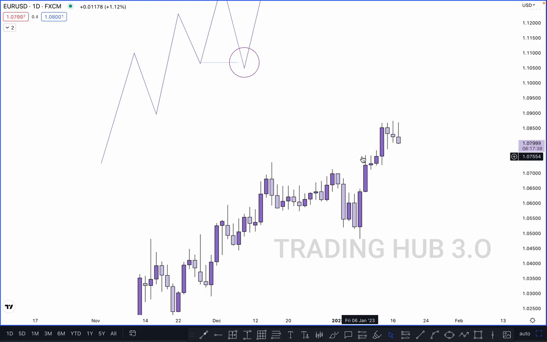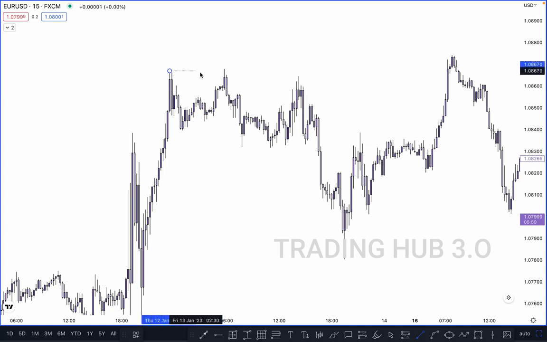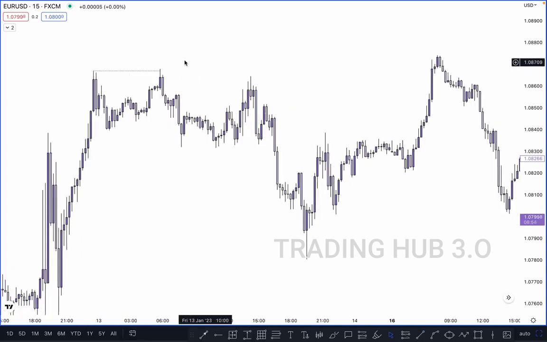So let's see what happened here. This one is our previous day high, which is swept by the next candle here, right? So it's not about the 15-minute, it's all about the previous day candle high, which is already taken out by this move. And then what happened here?